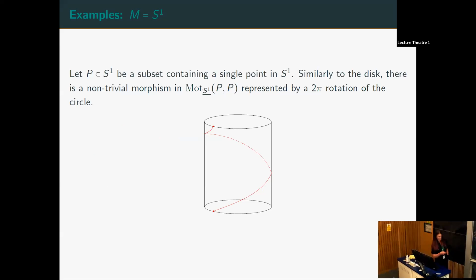Okay, and then another example we can look at is if we take M to be S1. So in the case we just looked at, we could get around this non-isomorphism by just fixing the boundary. Whereas in this example we don't have a boundary, so we can't do that trick anymore. So if we take S1 and consider a point in S1, we can do exactly the same 2 pi rotation and get a non-trivial element of the motion groupoid, which becomes something trivial in the mapping class groupoid.